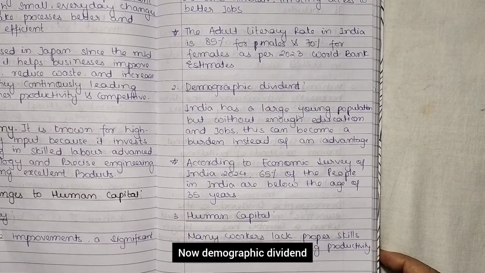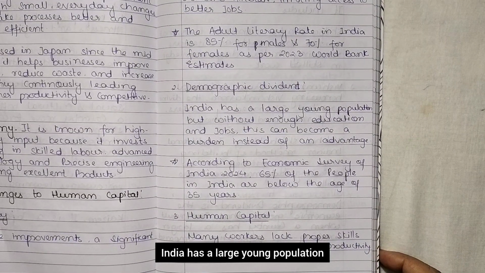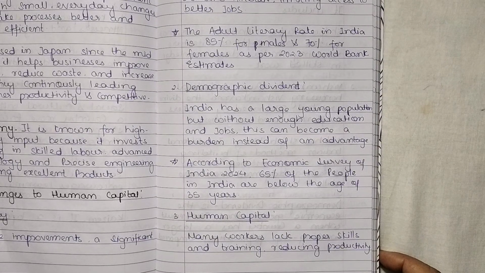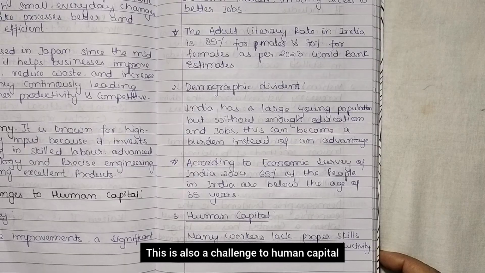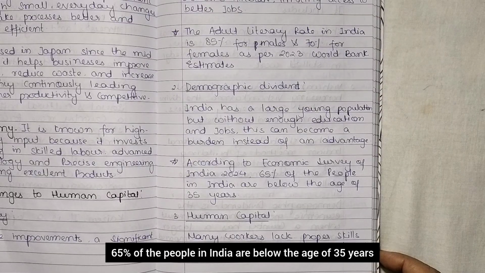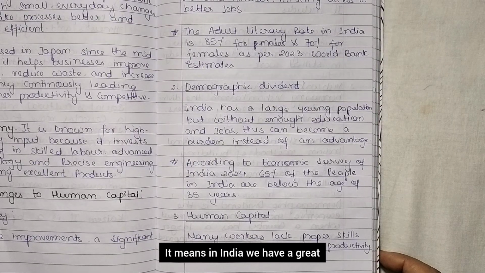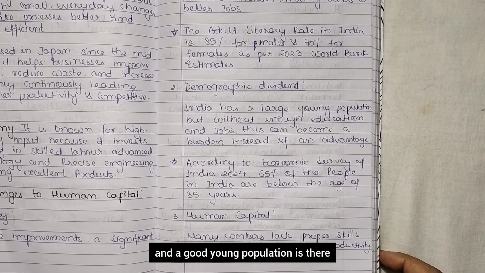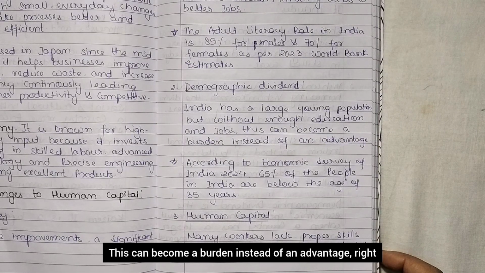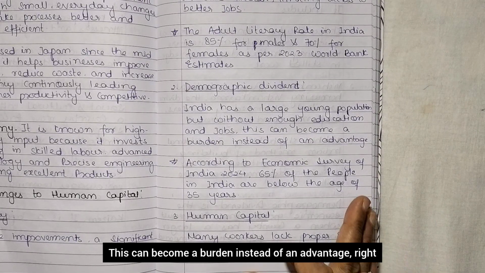Now, demographic dividend. India has a large young population, but without enough education and jobs, this can become a burden instead of an advantage. This is also a challenge to human capital. According to the Economic Survey of India 2024, 65% of the people in India are below the age of 35 years. It means in India we have a good young population. But without enough education and jobs, what happens? This can become a burden instead of an advantage, right?